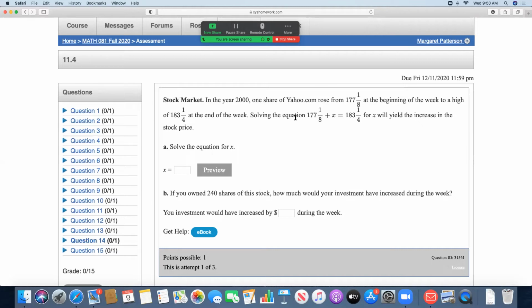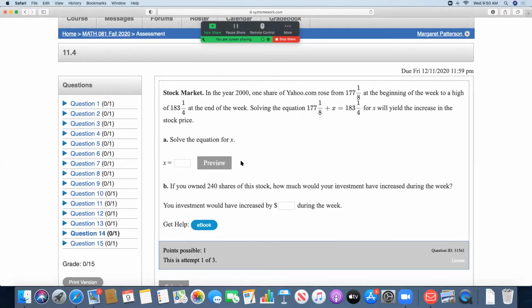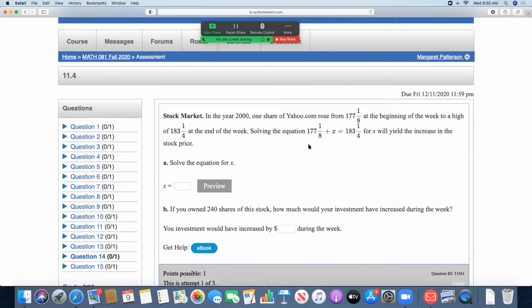What are they actually trying to find with this equation? It was 177, and it went to roughly 180. They want to see how much it went up, don't they? X is the yield, which is the increase. So really they're making an equation, but they just want you to see how much it went up. Once we find how much it went up, the second part was, if you had this many shares, how much did your investment go up? We'll deal with that in a second. So did everybody see what needs to happen?